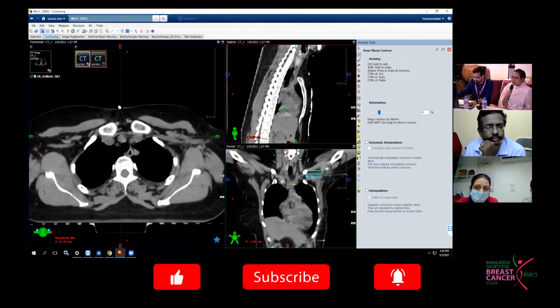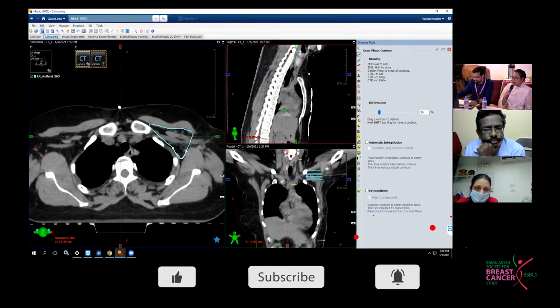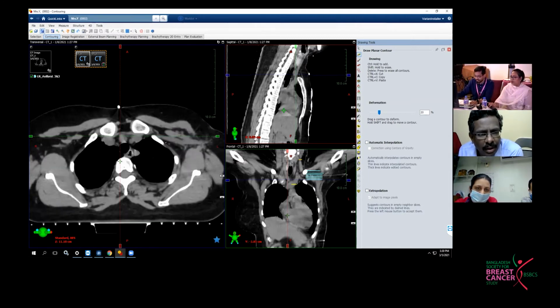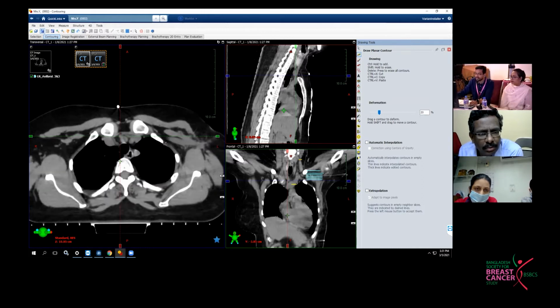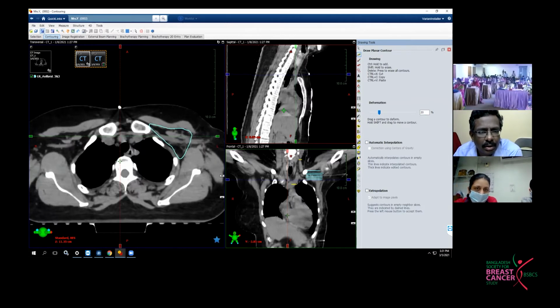Dr. Tabassum, would you like to add something on this contouring? Can you go one more cut below, one more cut inferior, caudal, and show? Okay, one more cut down. Okay. Maybe I'll stop one more cut above this. Here.